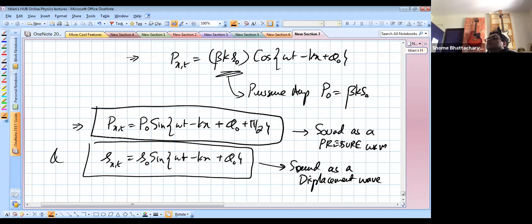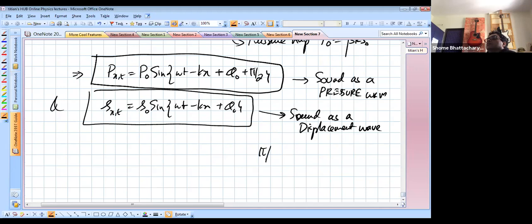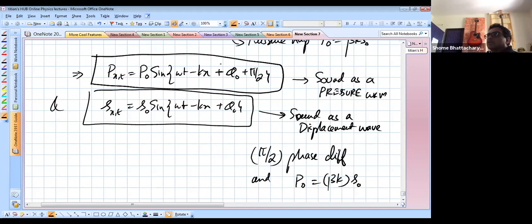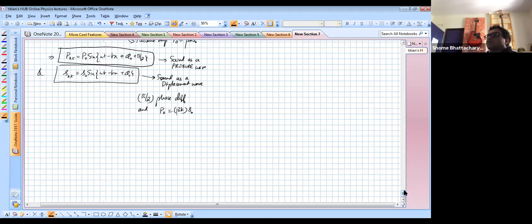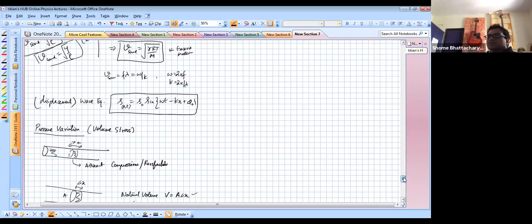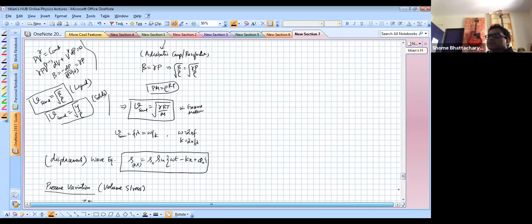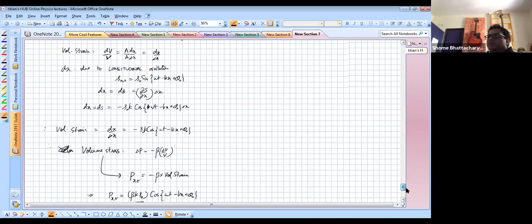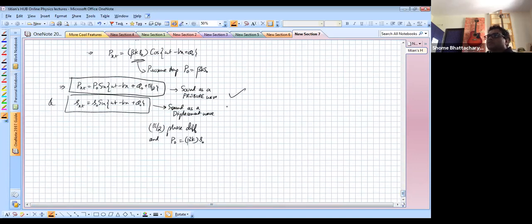So you can see that they have pi/2 phase difference and proportionate amplitudes. P0 is proportional to S0. So this is the fundamental part to understand about how to describe sound in terms of equations, sinusoidal equations. So all this of course should be there in your theory notes, or you can refer to HCV or whatever. Given it in quite a lot of detail over here. But for you, this result is the more important thing.